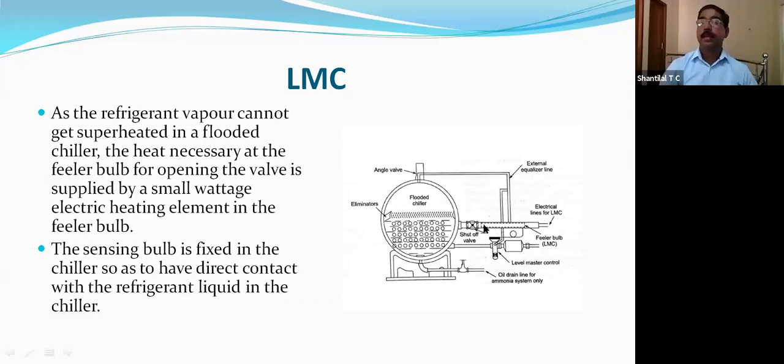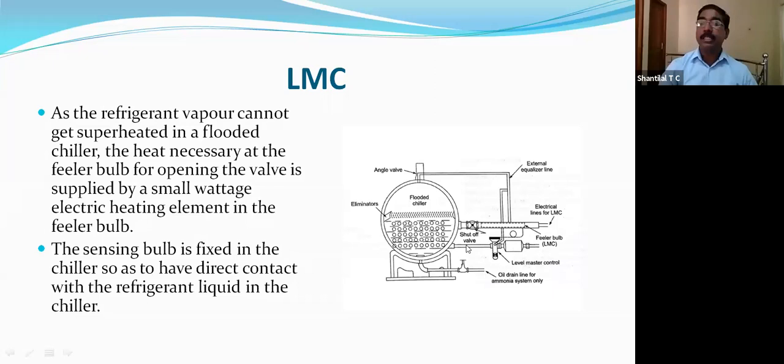The chiller has liquid, and this liquid is taken to this line, so this line is filled with liquid refrigerant. In that liquid refrigerant we fix the feeler bulb of the LMC. Then one electric heater is also fixed here. Clear? So this is the inlet, then the dryer strainer, and this is the LMC. Then this is the inlet and this is the outlet. The outlet is connected to the chiller.